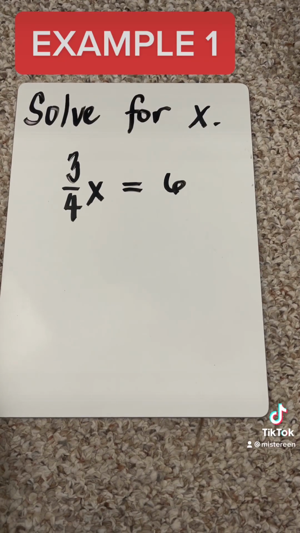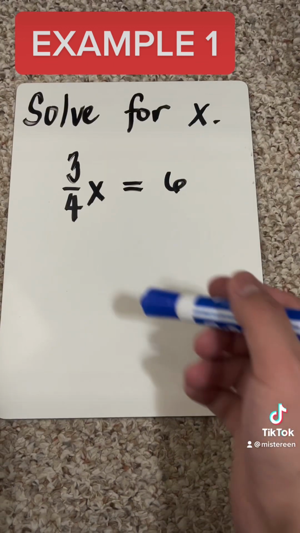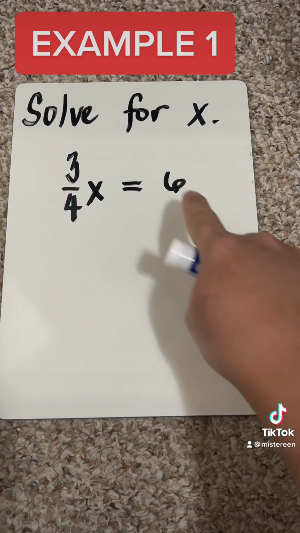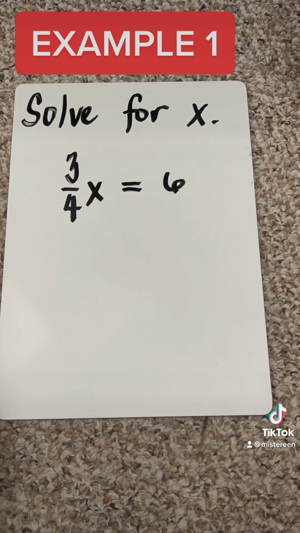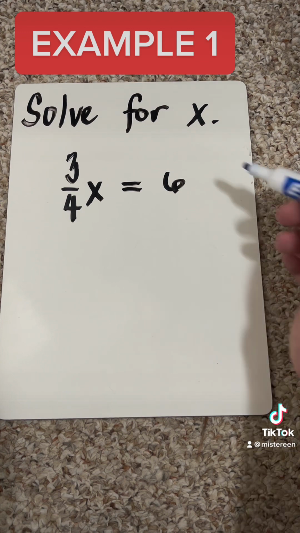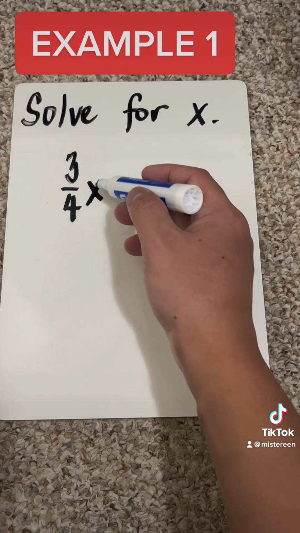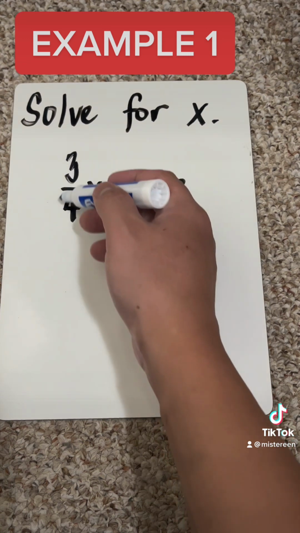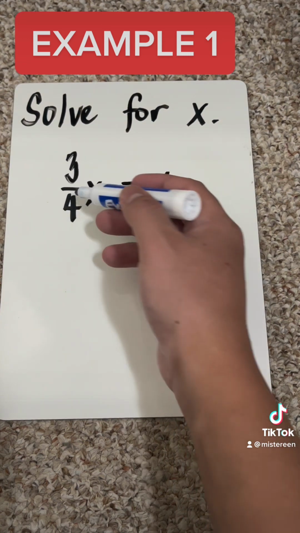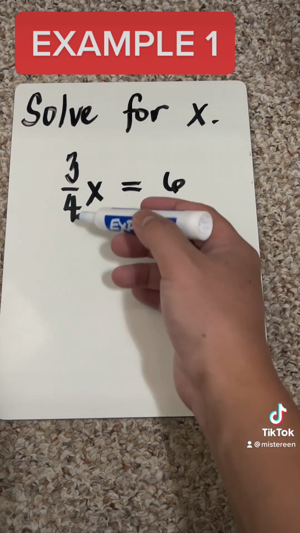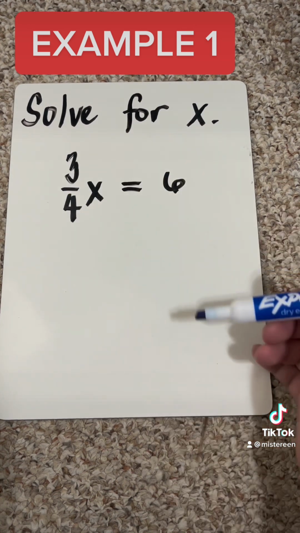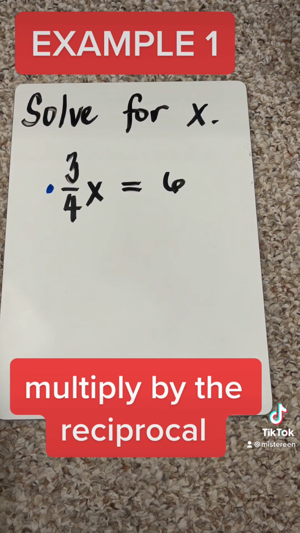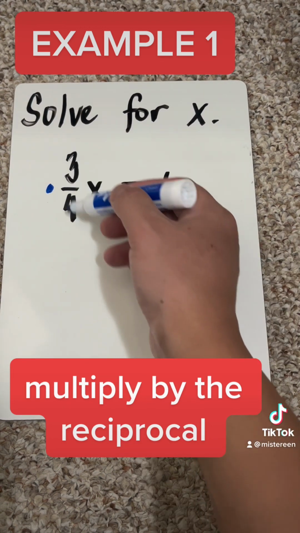All right, let's take a look at our first example. So we have this equation, 3/4 x is equal to positive 6, and we're going to solve for x. Remember, when it says solve for x, it means we only want x in here, only x. So therefore, we need to remove this number here, which is a fraction, all right? And to remove that fraction, all we have to do is multiply. We can put this dot for multiplication, multiply by the reciprocal of this.